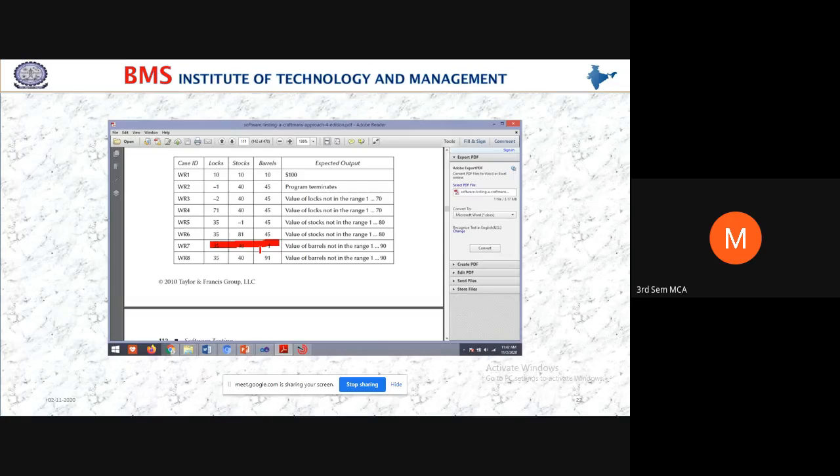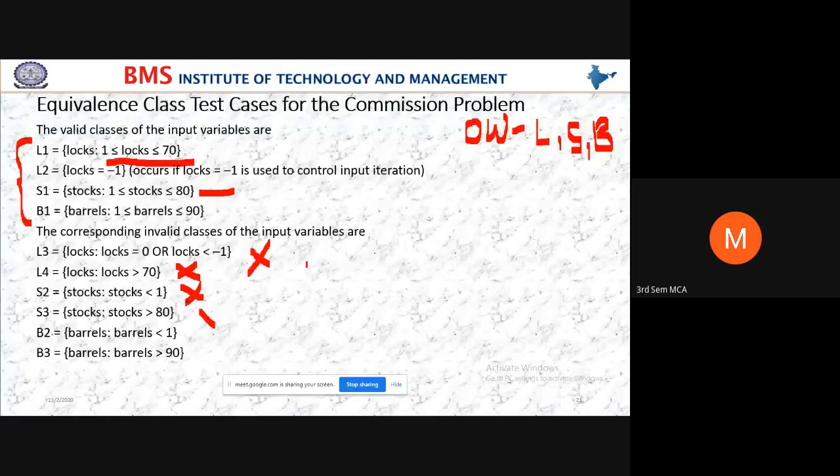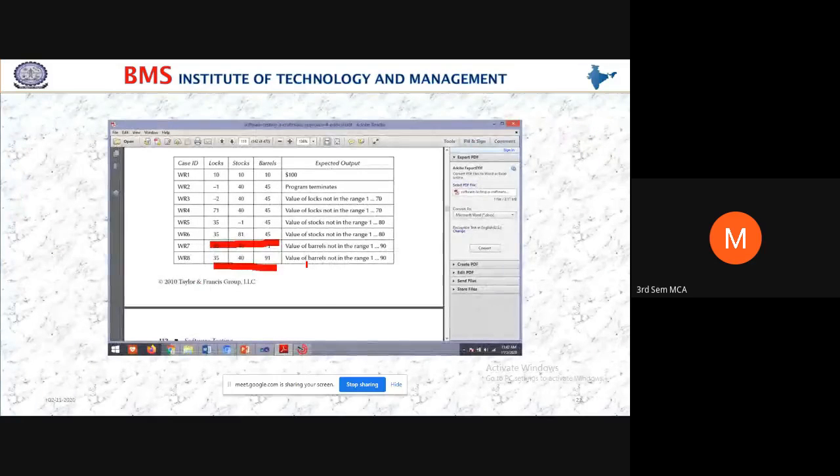Coming to the last example, the lock value is 35, stock value is 40, and the barrel value is 91. It is out of range. See, whatever the range we have taken, based on that range, this is a test case table. The test case table. Yes, students, understood the test case tables?